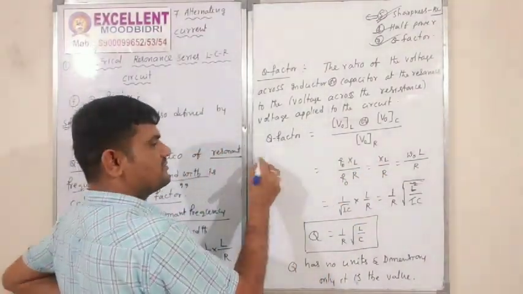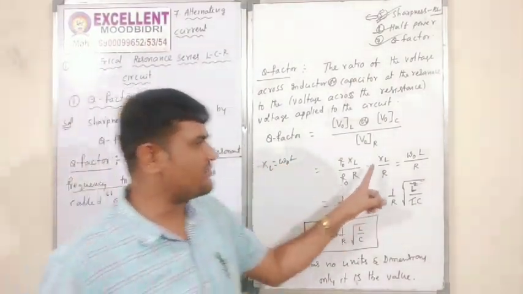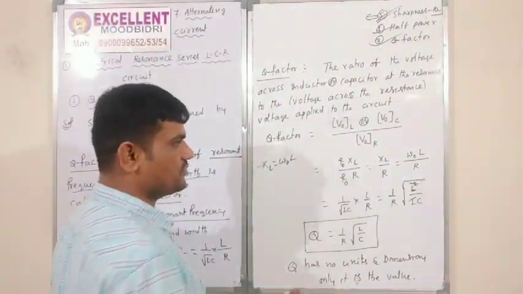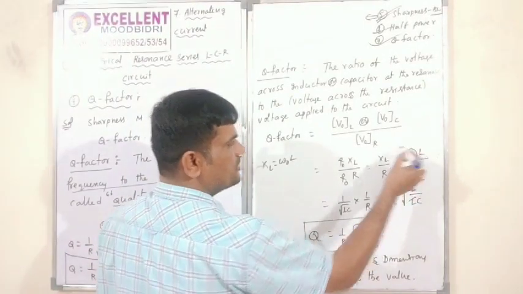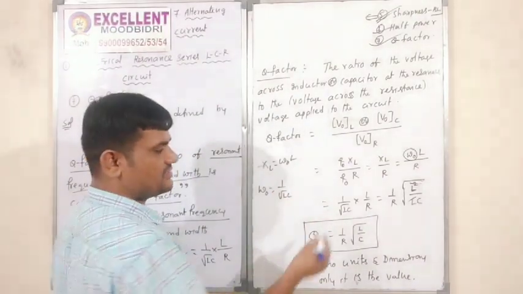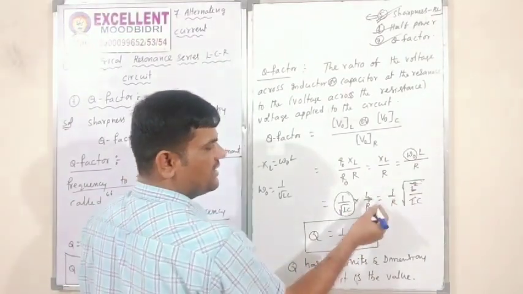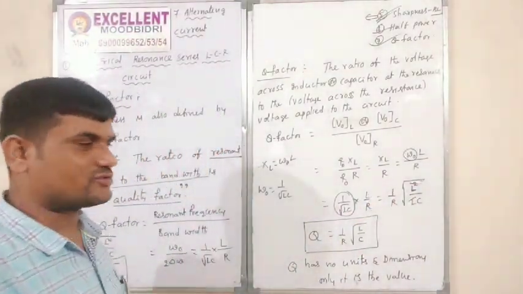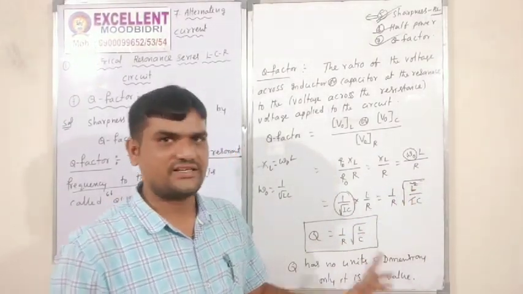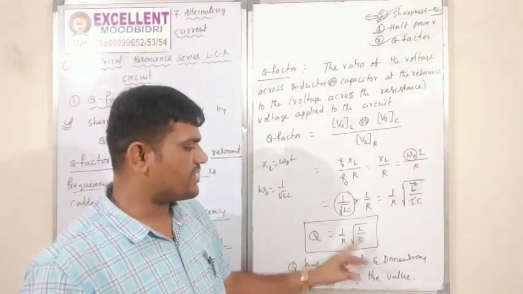You know XL. XL is equal to what? XL is equal to omega naught into L only. That's what I wrote here: XL, omega naught into L, by R. Now omega naught is equal to how much? Omega naught is 1 by root over LC, right? Yes, that one I have written. 1 by root over LC into L by R. Same one here also: 1 by R root over L square by LC. So L gets cancelled. Therefore Q is equal to 1 by R root over L by C.